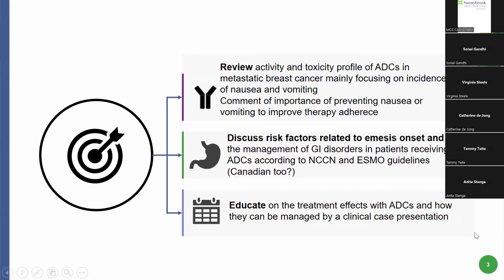We're going to review the toxicity profile of ADCs, especially with regard to nausea and vomiting side effects, discuss the risk factors related to emesis and how national and international guidelines address this topic with regard to ADCs, and then run through a clinical case to get a practical feel of how patients are managed in the clinic.